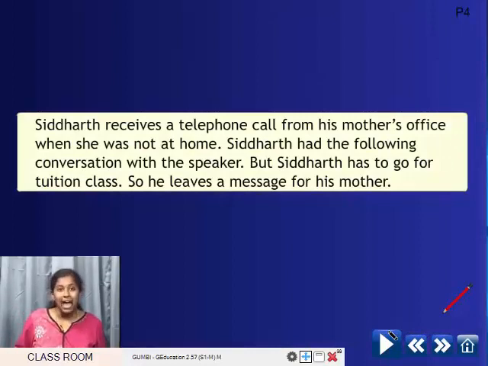Now children, we have the situation here. The situation is, Siddharth receives a telephone call from his mother's office. But Siddharth's mother is not at home. Now Siddharth will speak with the speaker there through the phone, and he gets the information from the speaker. He has to pass that information to his mother. But at the same time, Siddharth has to go for tuition class.